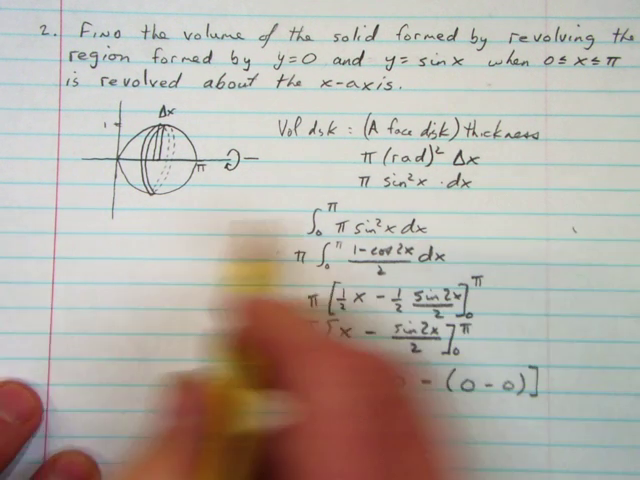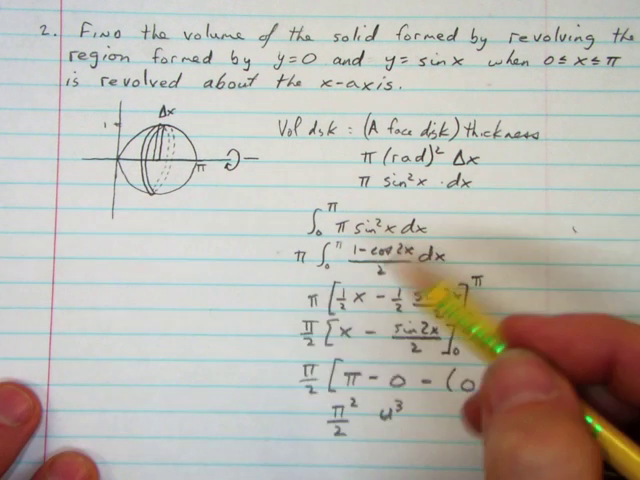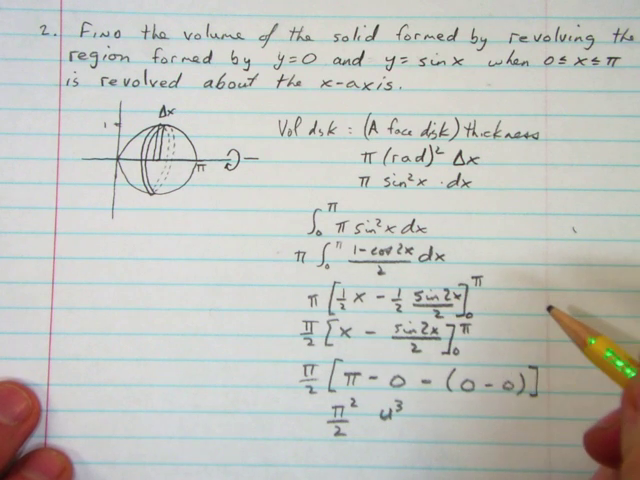Now, in this particular problem, we could have gone 0 to pi over 2 and doubled it. But this calculation was pretty easy to go to pi.